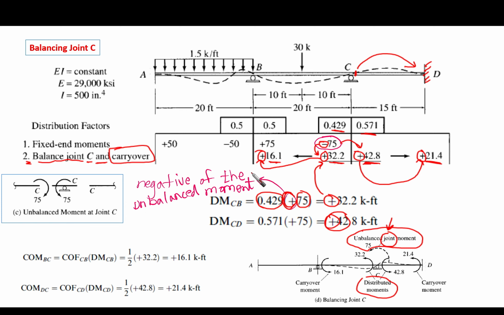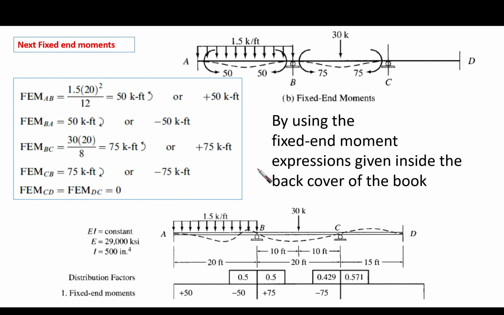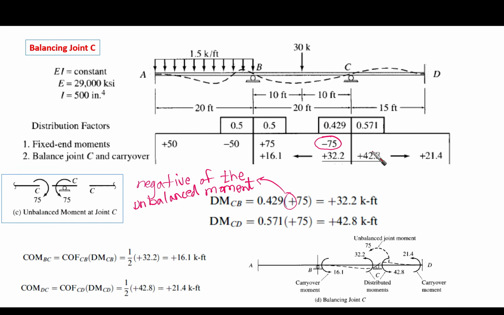Okay, so now this is the carryover. Let me clean it up. So now we have 42.8, half of it given here with the same sign, and 32.2, half of it on the other side. This is what we call carryover. So we have balance of joint C and the carryover of point C to the others. This is the next step here.